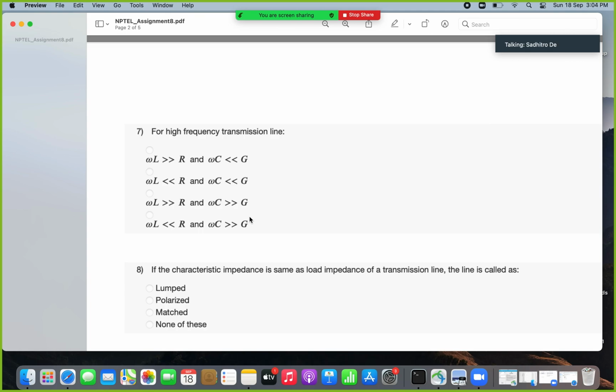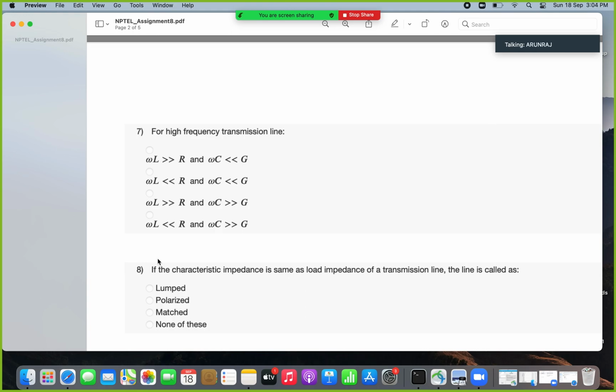Yeah, resistance will be small. And what else? Right, right. Antenna size is small. Resistance is also small because of that. So one of the factors will be omega L much greater than R. A small size will have a lesser resistance, no? So that is why omega L will be much greater than R.